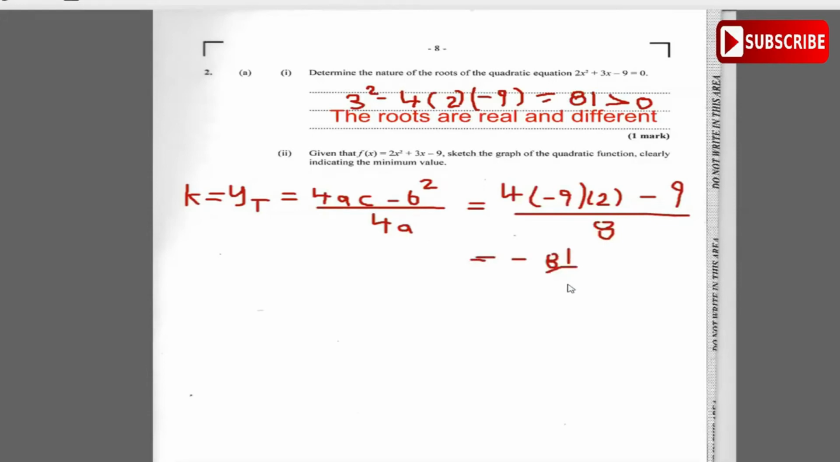All right, then you need to find the value of x that occurs with the minimum value, which is xt, and xt is minus b over 2a. So it's minus 3 over 2. So now we can sketch the function. We just needed the minimum point. All right, so now we can sketch the graph.